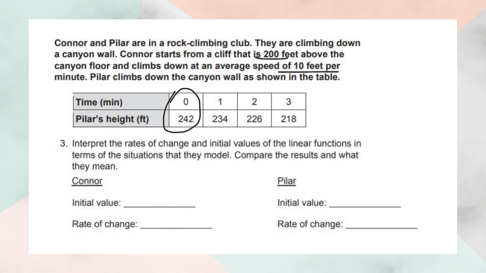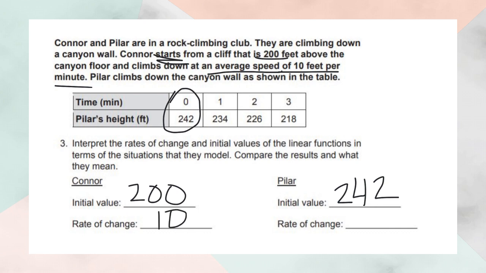So remember that the initial value is our starting point. So Connor, it tells us, starts from a cliff that is 200 feet above the canyon floor. So for Connor, our initial value is 200. For Pilar, that's going to be 242 because, again, it's where it's starting out. So for the rate of change, we look for words like per or each, something along those lines. So in terms of Connor, it tells us that he climbs at an average speed of 10 feet per minute. So his rate of change is going to be 10 feet per minute.